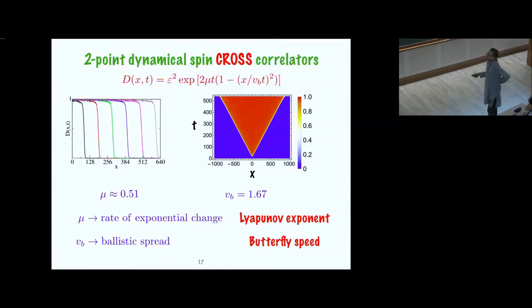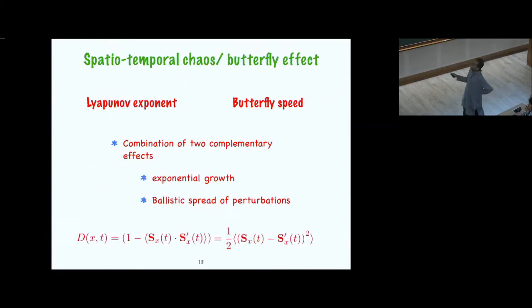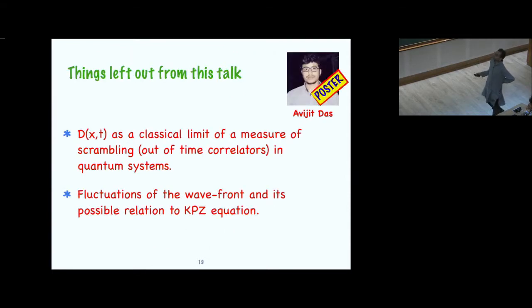So basically, for the issue of spatiotemporal chaos and the butterfly effect in many-body classical systems, this suggests that it is characterized by two things: the Lyapunov exponent and the butterfly speed. The butterfly effect is a combination of these two complementary effects, one characterizing the exponential growth and the other characterizing the spread of these perturbations that I put in locally.